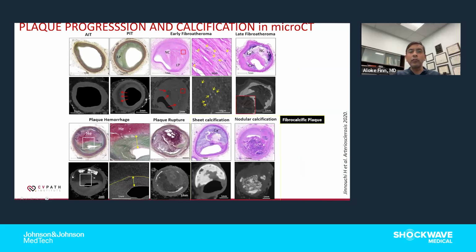This is a slide just to show you the technique that we use in some of our studies.